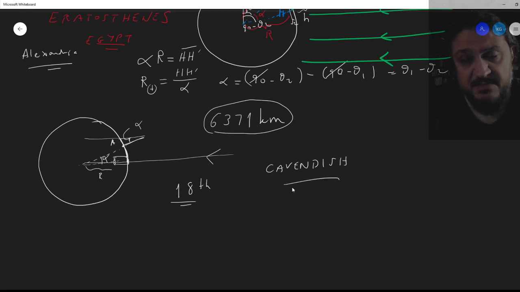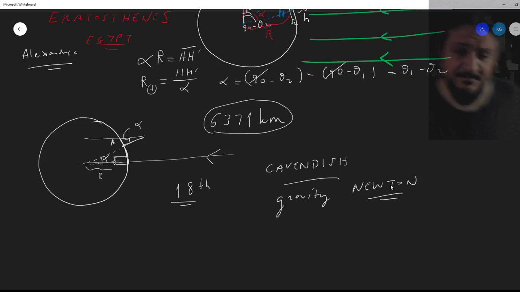He did experiments. The Newtonian theory of gravity was around. So he did some tests. Isaac Newton had discovered his theory of gravity, and Cavendish did some experiments, okay? Newton did the mathematical work, and Cavendish did the experimental work. So he calculated the mass of the Earth.